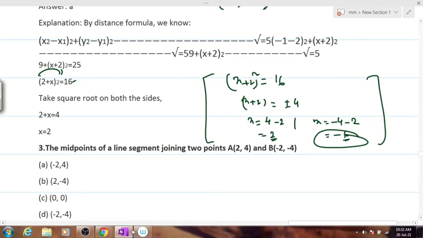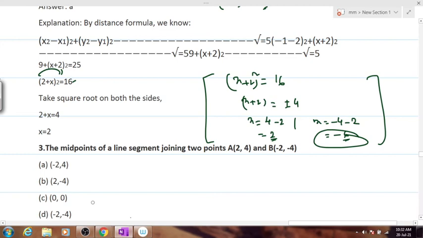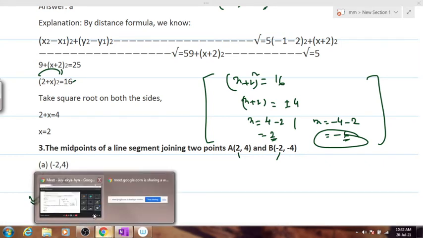Question number 3 will be option C. Although the answer was visible, I don't think you required the answer, because this plus this by 2 will give you 0, and we see only x coordinate out here. 0 is option number C. We will directly go with option number C. Is this numerical clear to everyone? The midpoint one, I don't think anything is more simple in this chapter other than finding the midpoints.